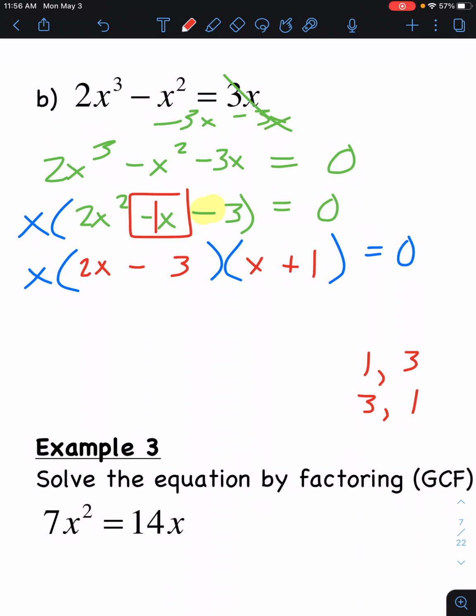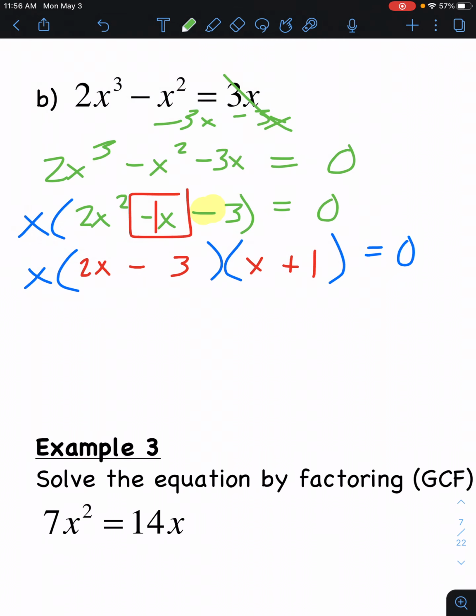Now we're going to test it out. Outside multiplies to get 2x. Inside multiplies to get negative 3x. And they add up to negative 1x. I'm good now. That means my check is good. So let's get rid of this work, clean it up a bit, and now this thing is fully factored.